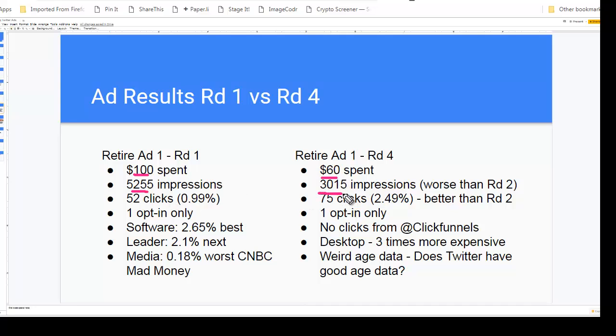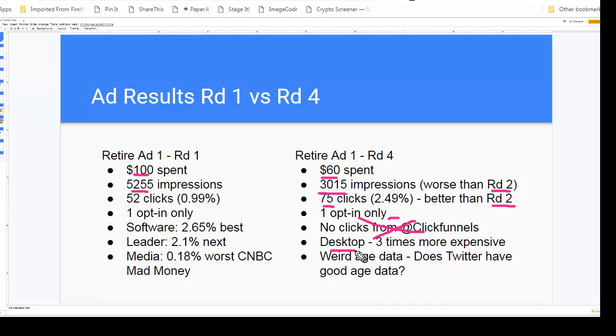5255 impressions, 3015, so that's better. This is a lower cost per impression, but worse than round 2, worse than the female round. 52 clicks, 75 clicks, so that's an improvement, 2.49% to 0.99%, so that's more than a double click-through rate, and it is also better than round 2. Still only one opt-in. No clicks from ClickFunnels, so that certainly will be deleted, so that's wasted impressions. I can get rid of them.